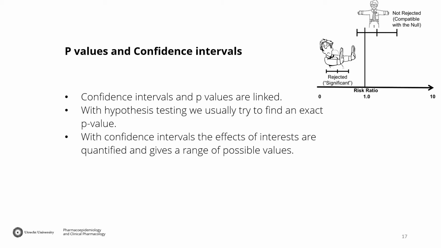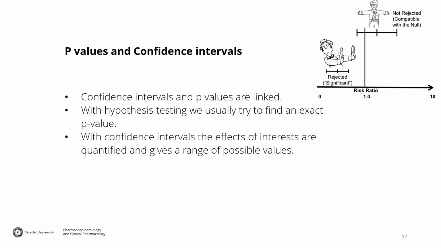So this is also something that you maybe can see in the figure or graph. If it doesn't include 1, then we can reject, or we call it significant, which is also the p-value below 0.05. And then if it includes 1 for the risk ratio, so this is the ratio between two different groups, then we say that we can't reject the null hypothesis, and there's no significance. So there's no difference between groups.